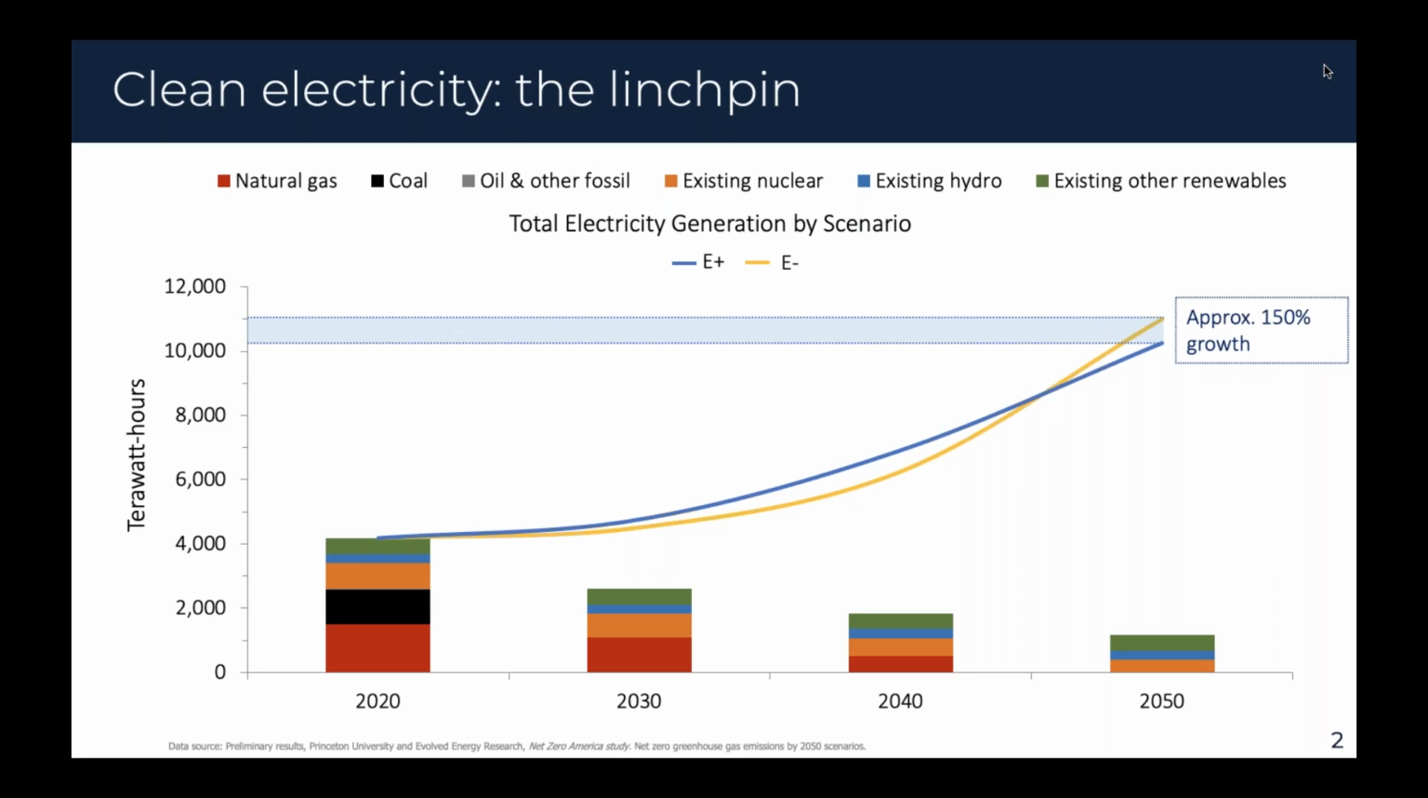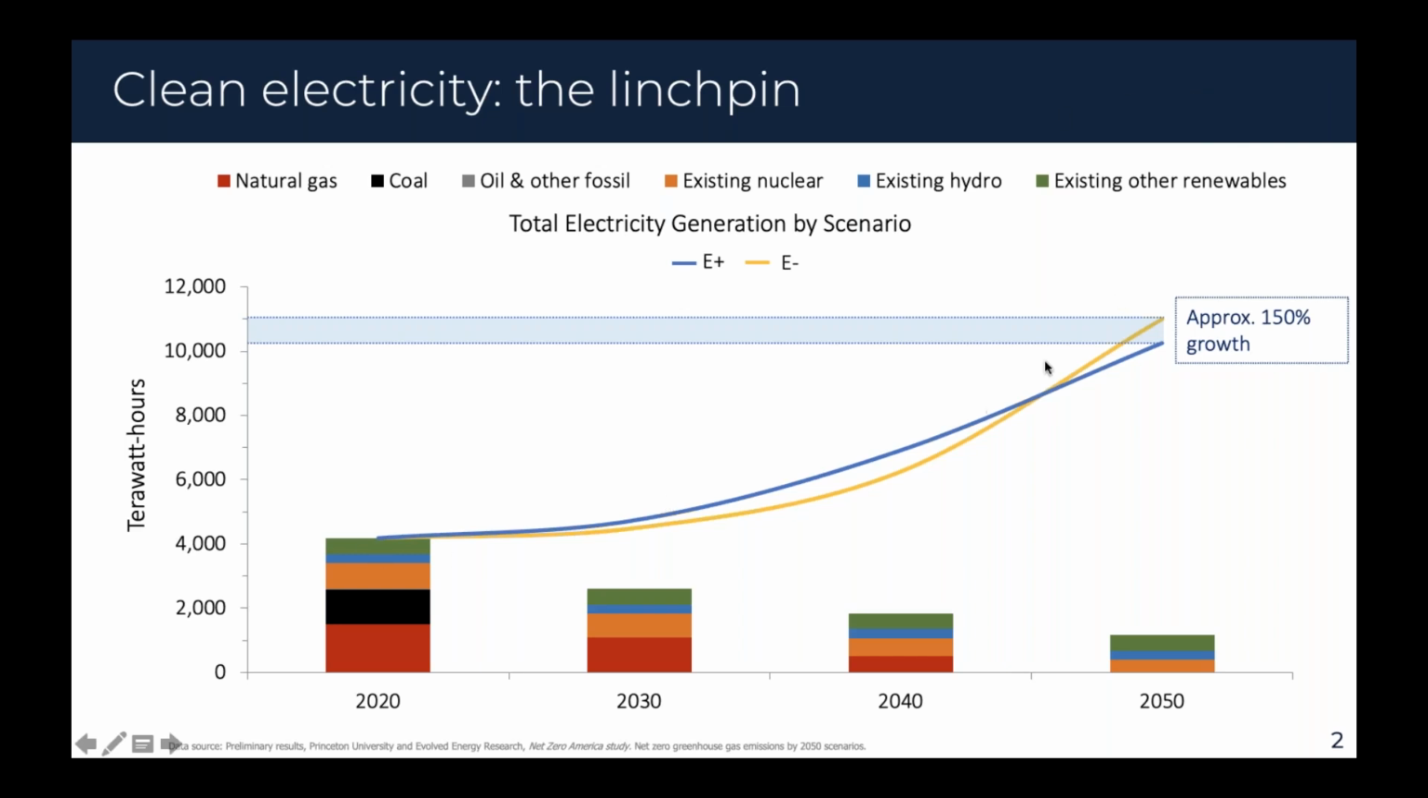Across the scenarios that we run, we see substantial increases in electricity demand, on the order of 150% growth in electricity consumption by 2050, as we decarbonize, as we electrify and help decarbonize transportation, heating, and other industrial processes that are reliant on fossil fuels today. At the same time, we have to drive emissions in the electricity sector rapidly towards zero. So this dual challenge of dramatically expanding electricity supplies while rapidly decarbonizing is the central challenge for the electricity sector and a linchpin in the overall economy-wide strategy.